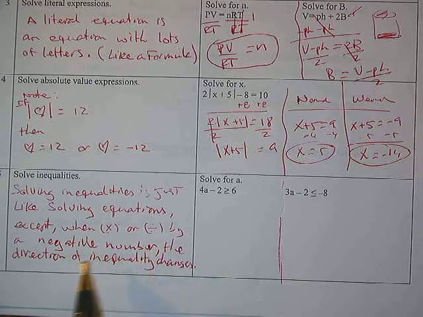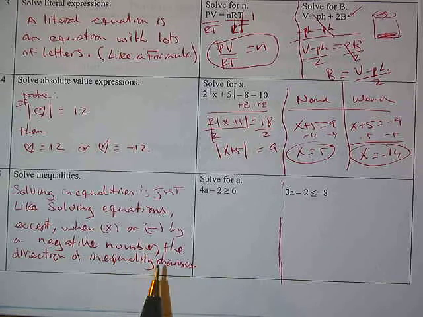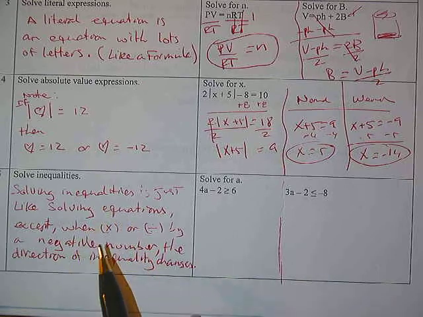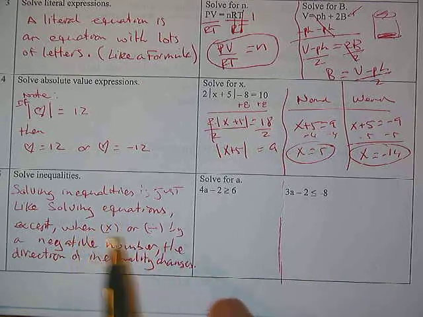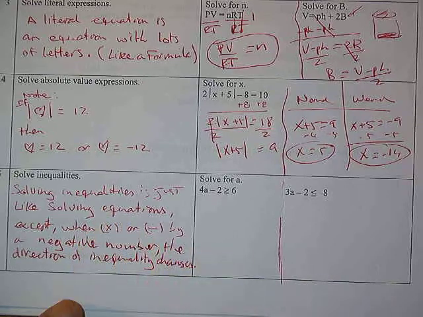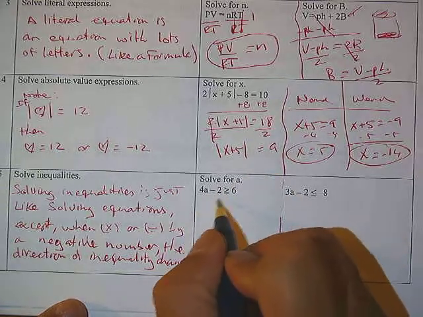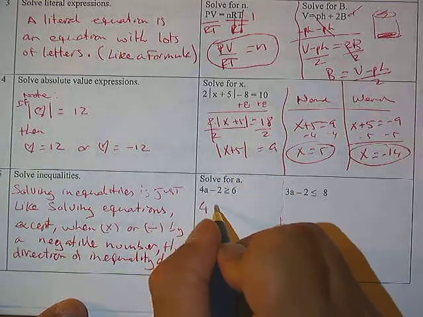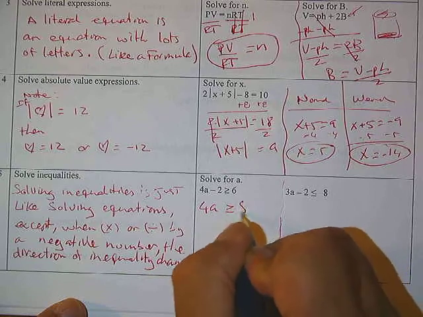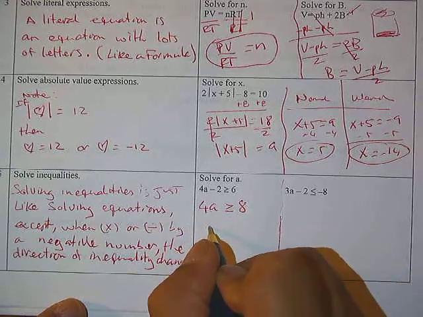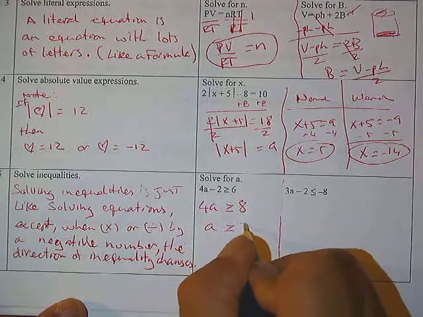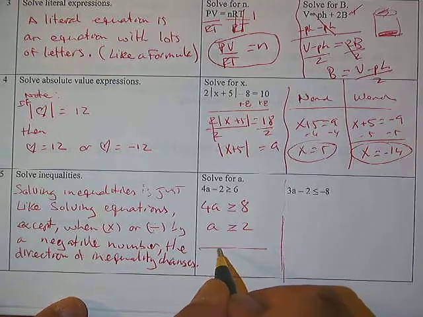Alright, the final problem. Number 5, solving inequalities. The thing with solving inequalities is that it's just like solving regular equations, except that when you multiply or divide by a negative number, the direction of the inequality is going to switch. Our example didn't really set up for that, but just so you know, on the test, if you multiply or divide by a negative number, it's going to change on you.